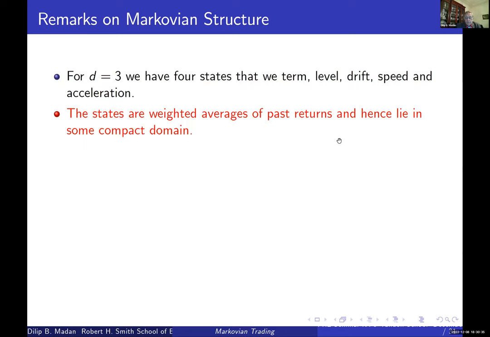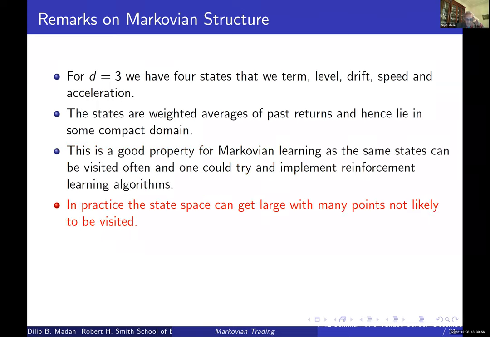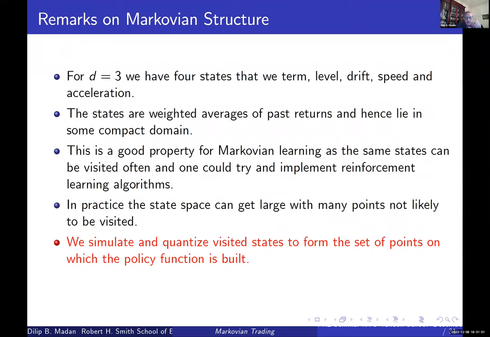And all of them are just weighted averages of past returns, and they lie in a compact domain then. And these are good features to have for a Markovian state, because if you have a Markovian state, you want learning to take place, and learning requires visitation to the same states with some frequency. That's why calendar time is not a good variable, because you never come back to anything. So those are nice features.